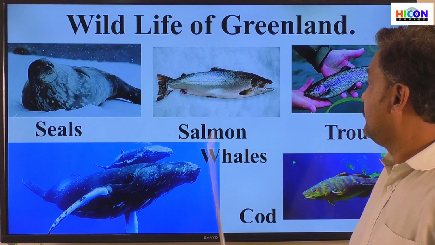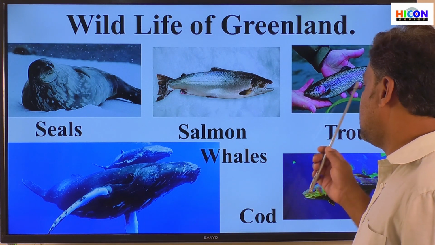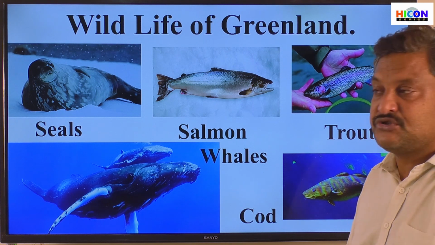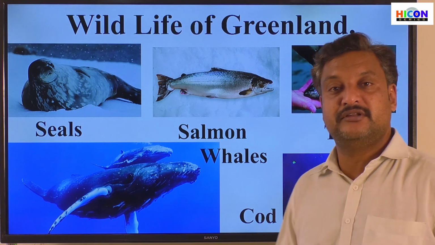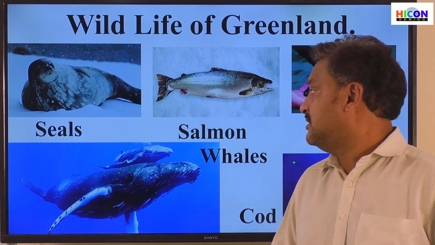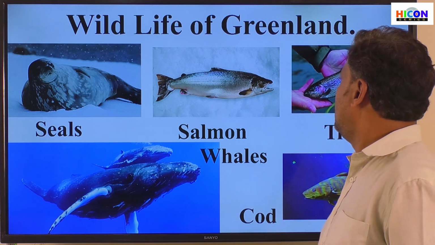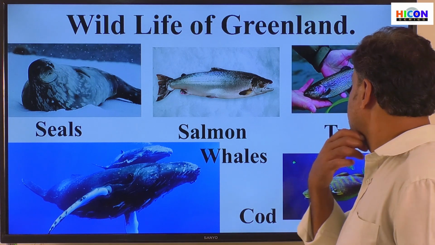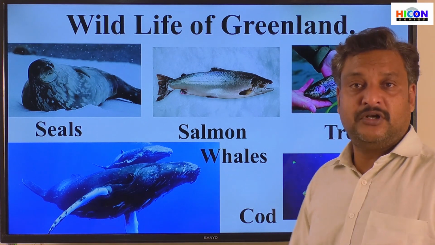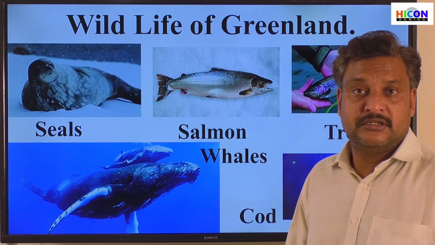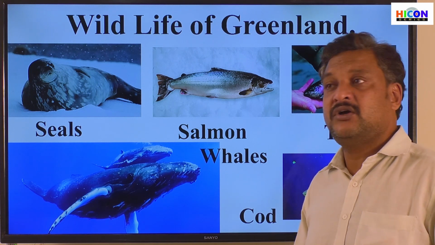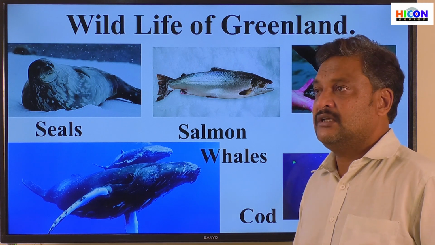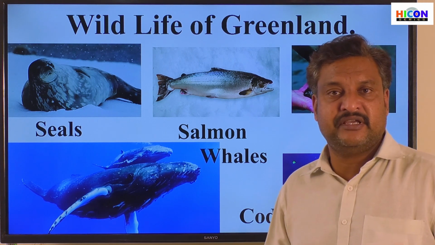Seals, salmon, trout, whales, cods are the most common varieties of fish found in this region. Then we know salmons are very famous fish. Then whales, one of the biggest animals in the world. So Arctic Ocean and the Northern Atlantic Ocean region are actually the best places where we can see them.